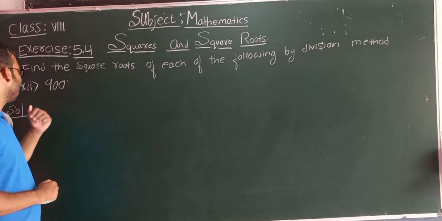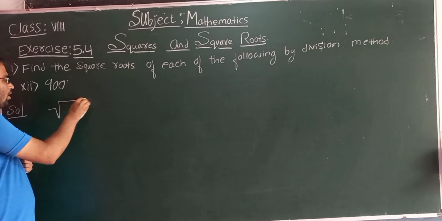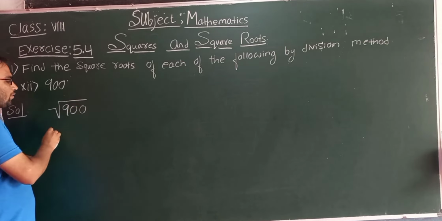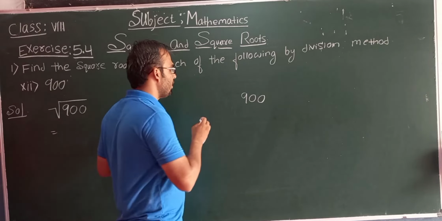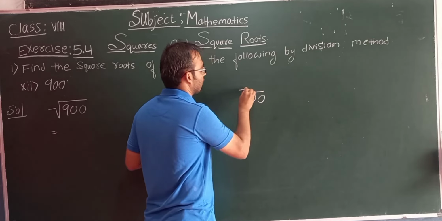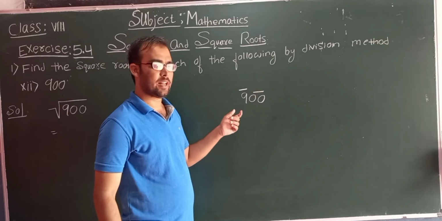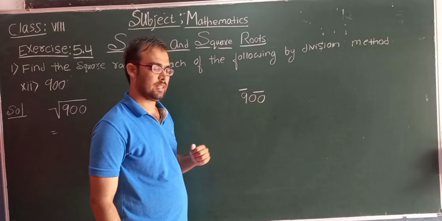Okay, so here they have given 900. So now we need to find the square root of this number using division method. Students, here we have written the number. Then what is the first step? We need to pair the numbers. Okay, so here there are two pairs, 00 and 9.